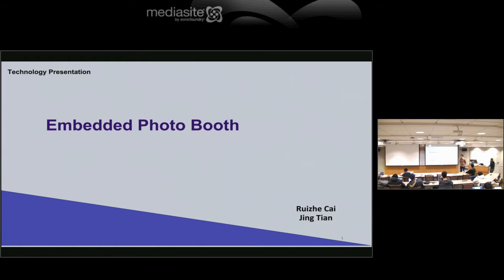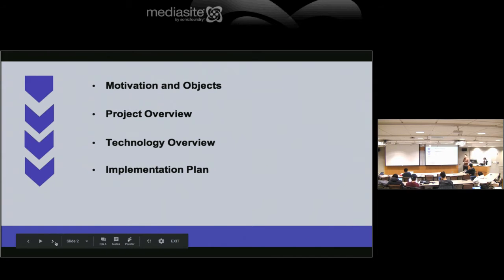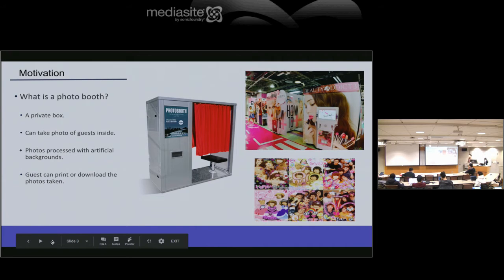Good afternoon. Our project is called Embedded Photo Booth, and this is the outline of today's presentation. We'll go through the motivation and the objectives first, and then we'll overview the entire project, what we're going to do and our targets. Then we'll overview the technology we're going to use, and finally we're going to introduce the implementation plan. We prepared this before the break, so there might be something that we've done over the break. And so this is our motivation.